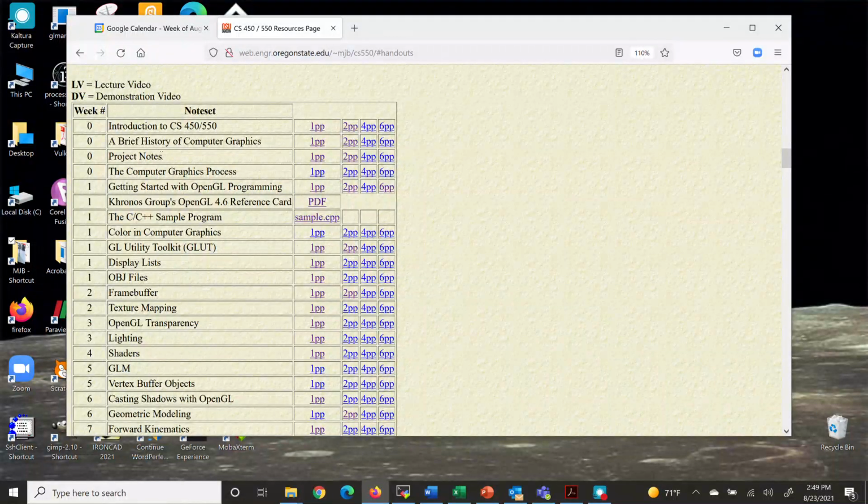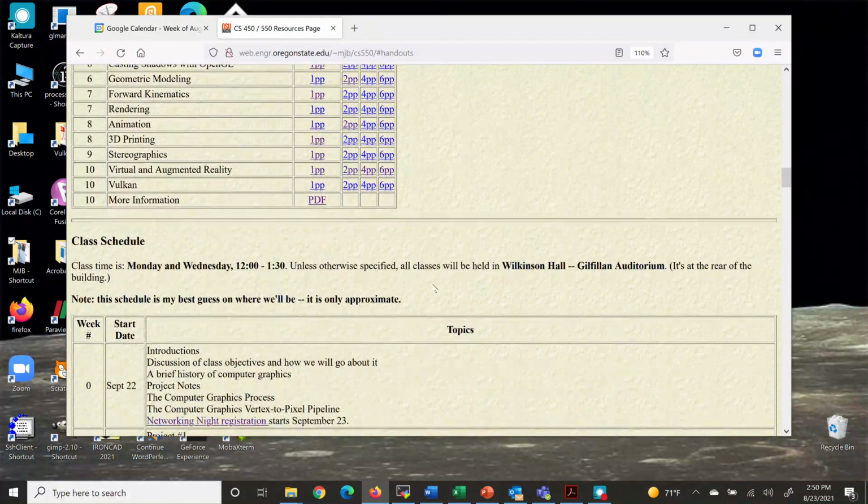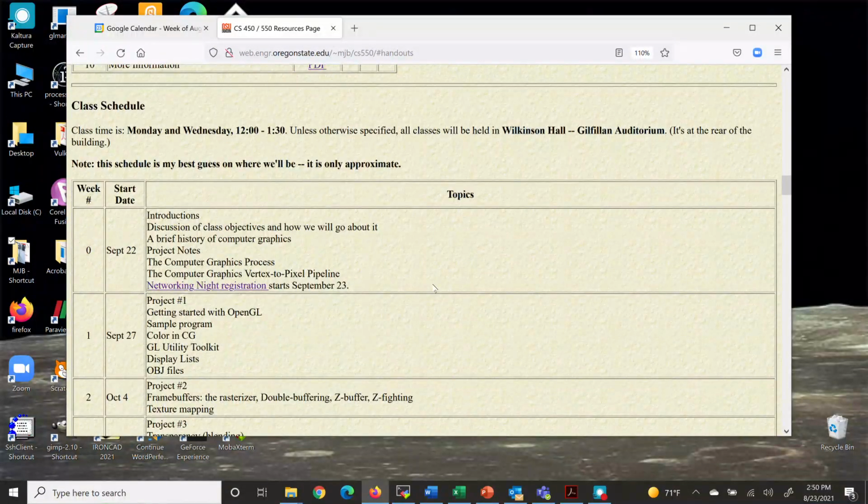Project notes are here to help you get a better grade in your projects. Gosh, that sounds like a good thing. So anyway, here are notes. They're in one slide per page, two per page, four per page, or six. Some of them are better if you're trying to look at a bunch at once. Some are better if you're trying to see the detail. You get to pick. All right, class schedule. Here's what we're going to do in week 0.